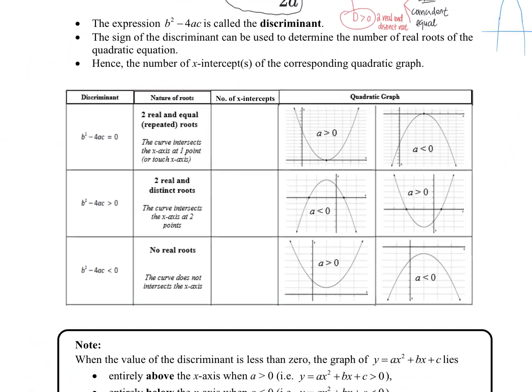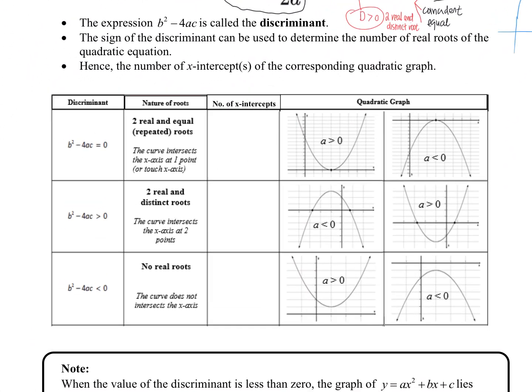These are the scenarios, the different graphs. When your discriminant is equal to 0, then you only have one solution. So the number of x-intercepts is just 1. You only cut the graph at 1 point, and we call it 2 real and equal roots, like what I wrote up there. Sometimes they like to describe it as the curve intersects the x-axis at 1 point, or sometimes they say touches the x-axis. These 3 things all mean the same thing, just different ways of saying the same thing.